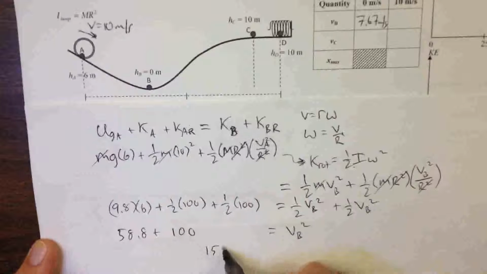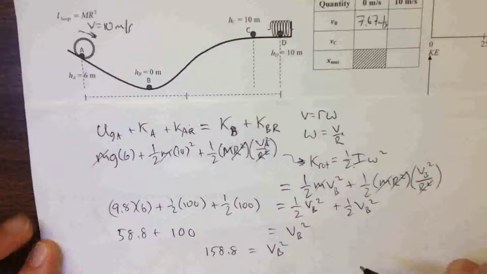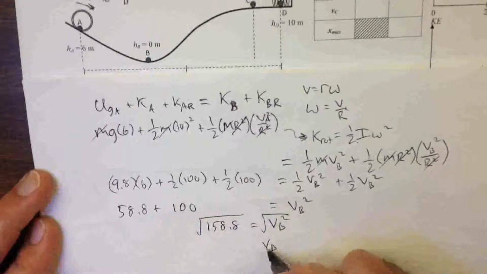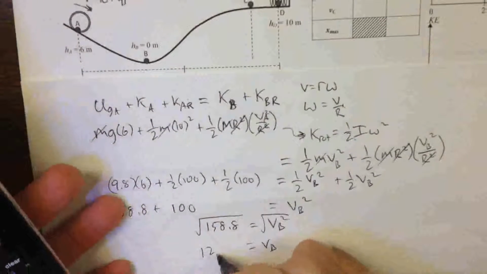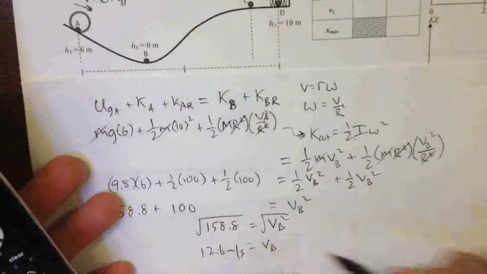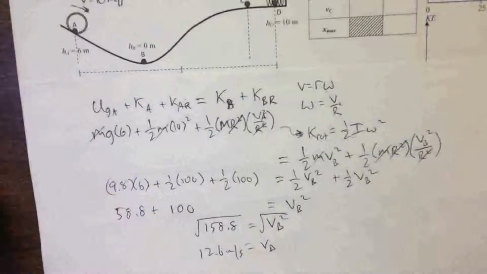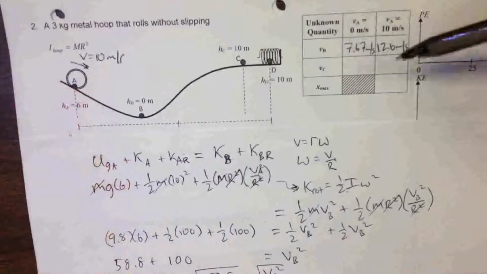So 158.8 equals VB squared, and we get the velocity at B being the square root of 158.8, 12.6 meters per second. Quite a lot to go through, but there it is. What can we learn about C then?